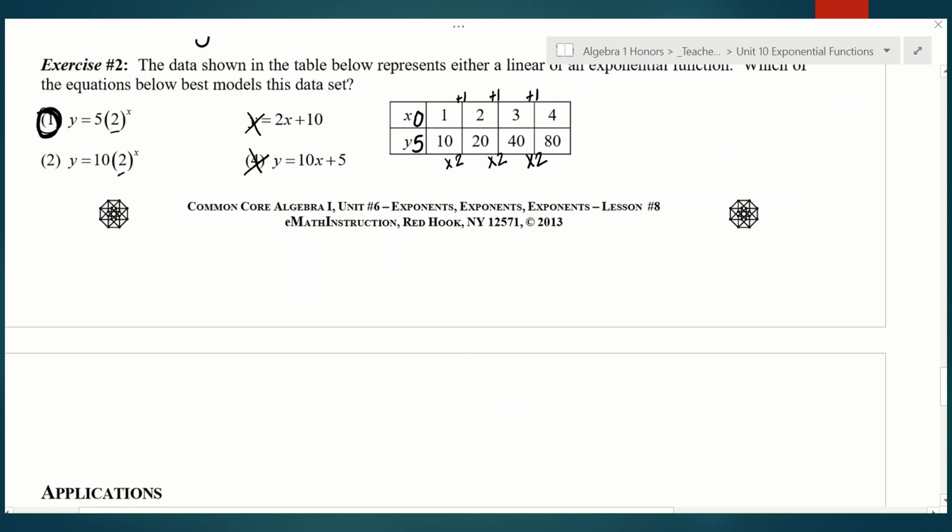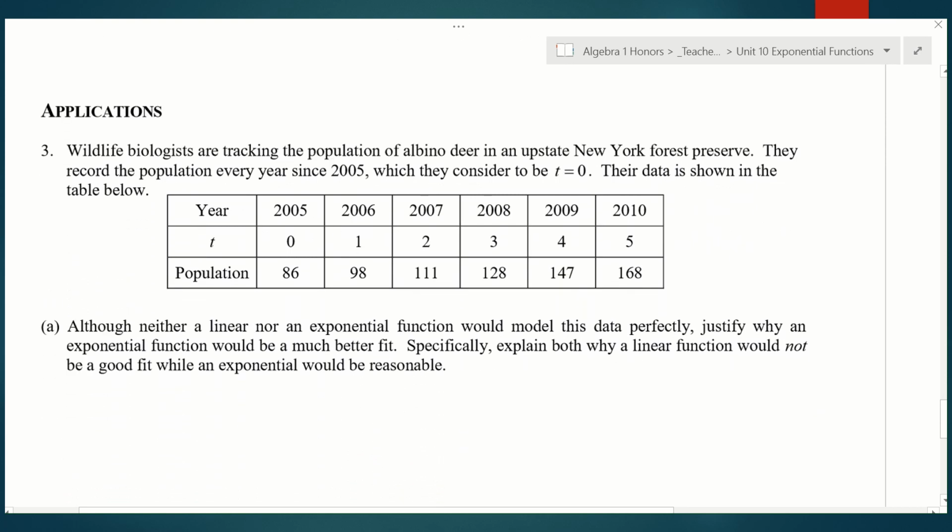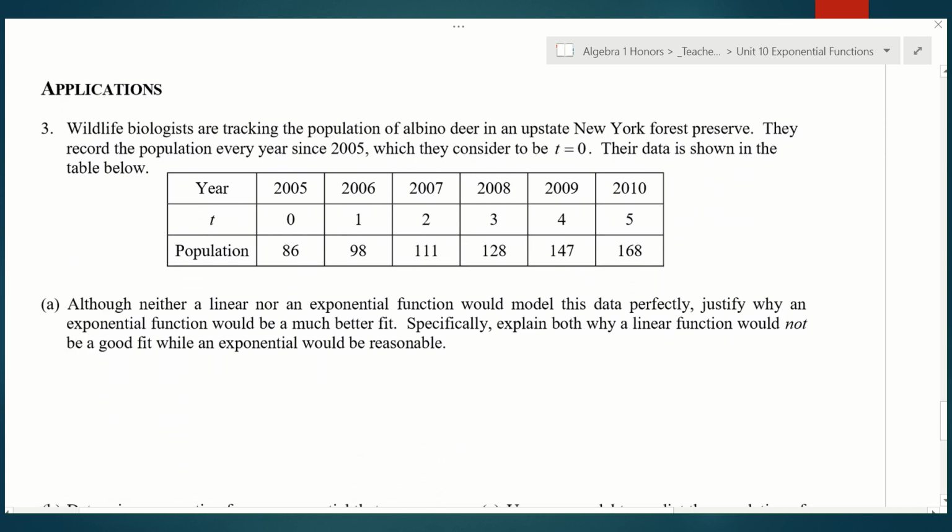Okay, we have our last page here. So number 3, wildlife biologists are tracking the population of albino deer in an upstate New York forest preserve. They record the population every year since 2005, which they consider to be time equals 0. Their data is shown in the table below. Okay, so because they started tracking in 2005, they're calling that year 0. 2006 is year 1, and so on. And then they have their population listed there.